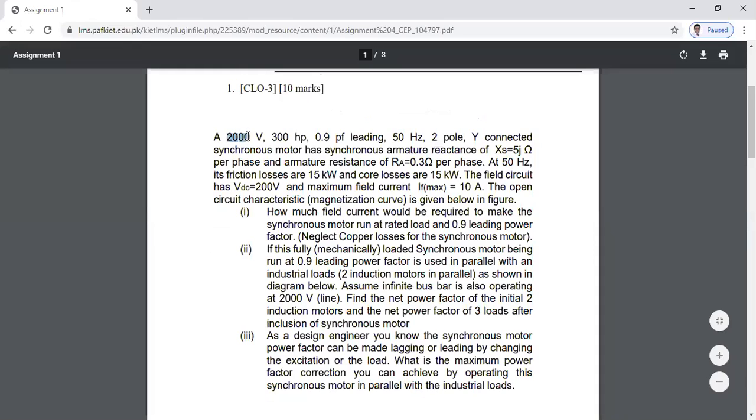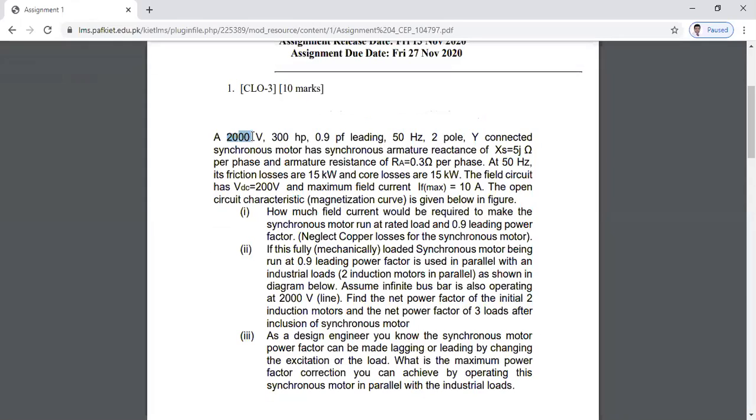You cannot change this supply of the bus bar, because this bus bar is actually supplying the voltage to the industrial load as well as the synchronous motor. You cannot change this. Can you change the output mechanical power? Yes, you can. You can even extract zero mechanical load. You could run the synchronous motor at no load. Can you change this? Of course, I'm asking you to change this.